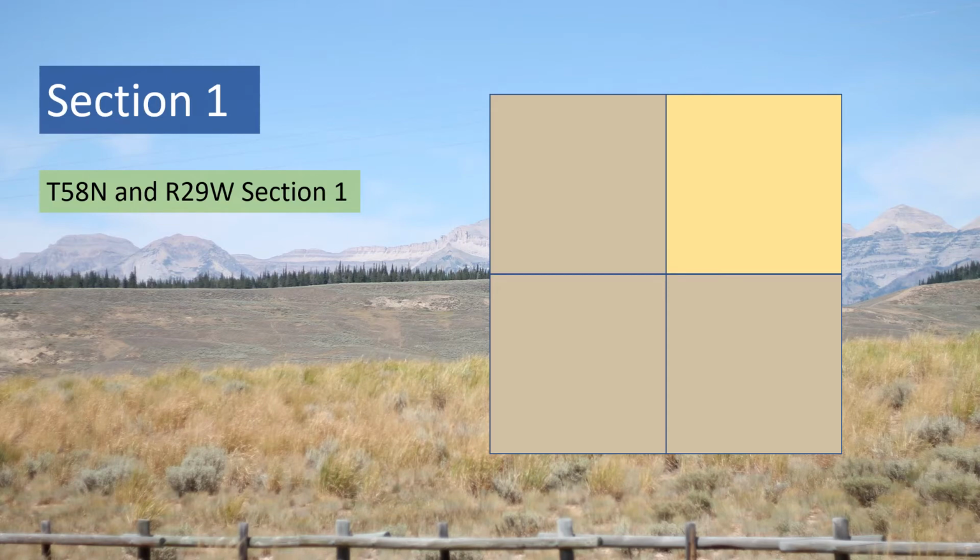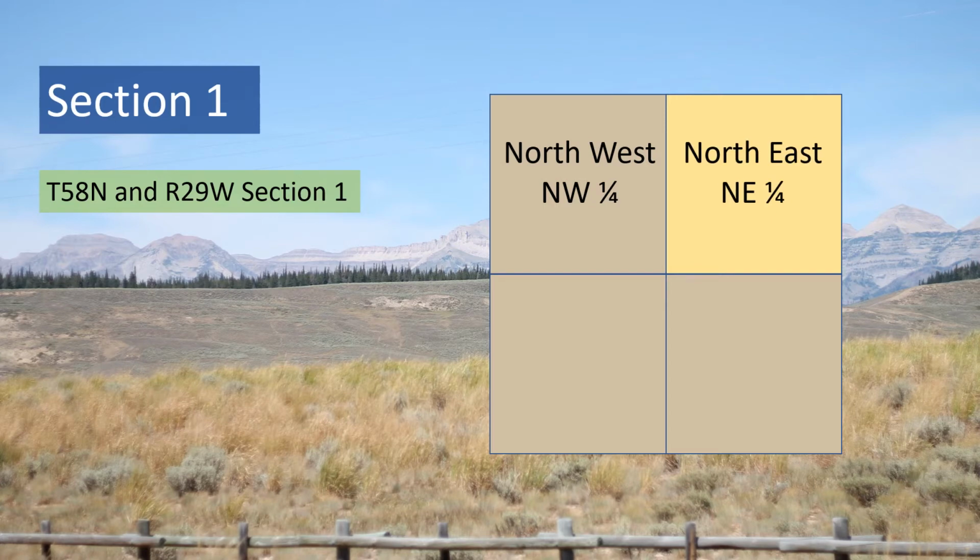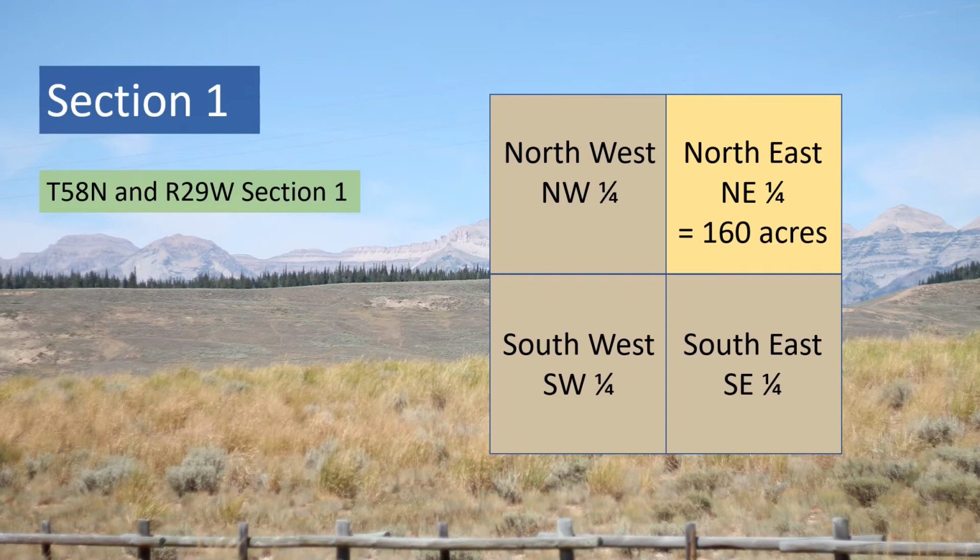Each section is divided into 4 equal squares. The squares are called northwest quarter, abbreviated NW 1/4, northeast quarter, abbreviated NE 1/4, southwest quarter, abbreviated SW 1/4, and southeast quarter, abbreviated SE 1/4. Each quarter is equal to 160 acres. Each of these quarters can also be divided. The next slides will show how these quarters can be divided.